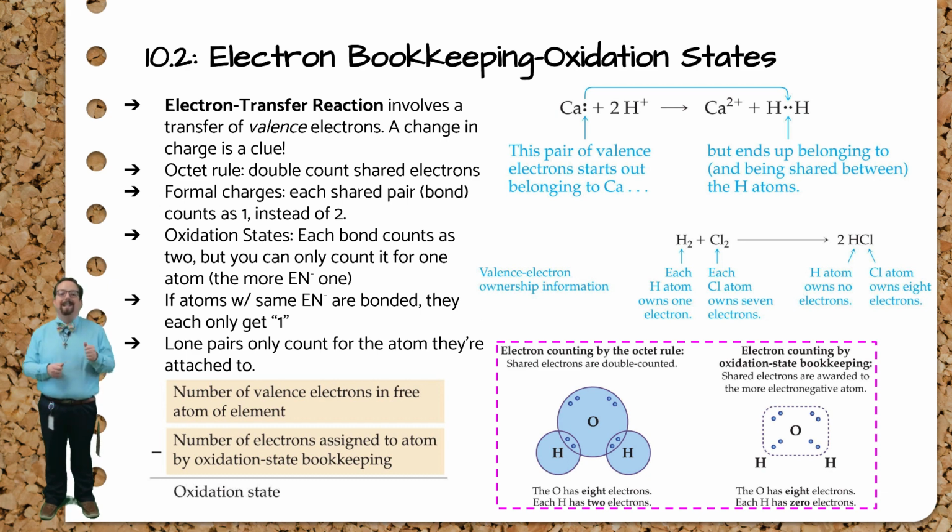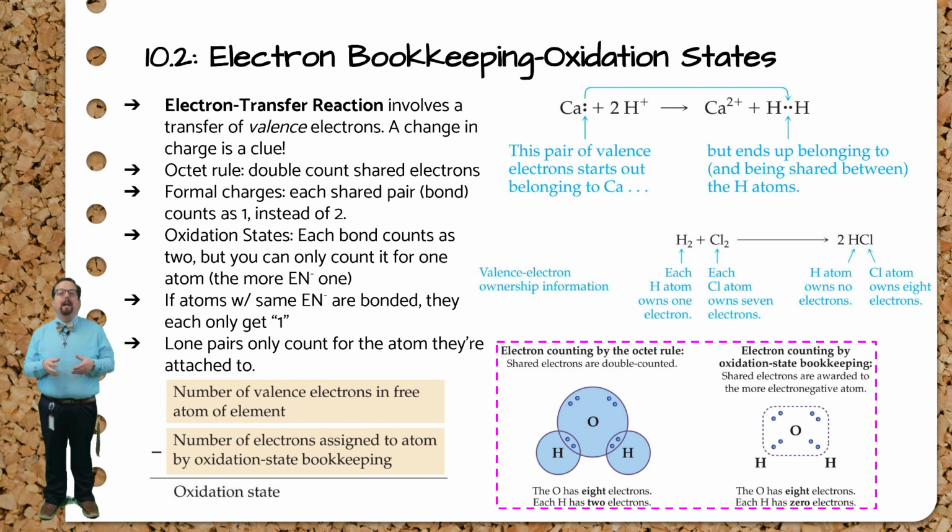Oxidation states are found in the exact same way, except instead of always evenly splitting those shared electrons between 2 atoms, counting a bond as just 1 electron for each atom, we're going to count the bond as 2 electrons. But we're only going to count them for the atom that is more electronegative. If the 2 atoms in the bond happen to have the same electronegativity, then we determine the oxidation state the same exact way we do formal charges, by splitting those 2 electrons evenly between those 2 atoms. If we can draw the Lewis dot structure and look up electronegativities, assigning oxidation states should be very easy.